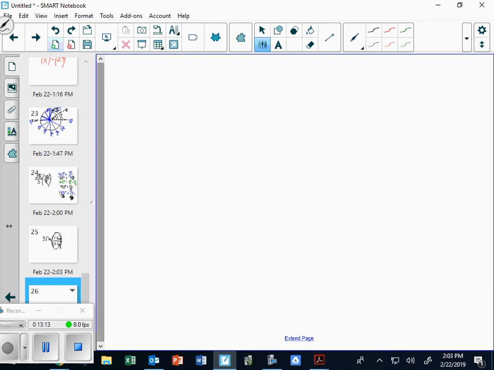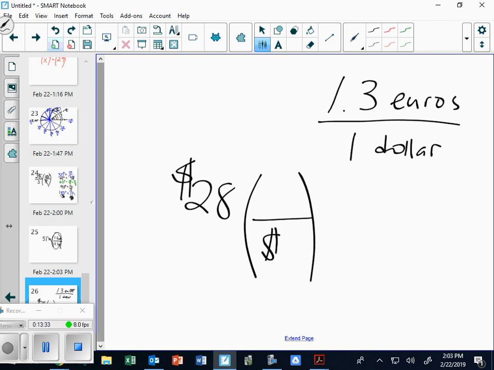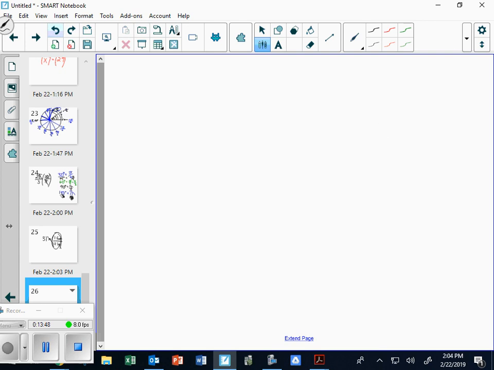Here's another one. Let's say that you get 1.3 euros for $1. That's not a correct amount. Okay, but let's say it were. Then, if you had $28, you could multiply by, well, you'd put dollars on the bottom, right? $1, 1.3 euro, and then I could cancel the dollars, and I have my answer in euros. I do not have the correct conversion. I can't remember what it is. Okay, let's find out what the euros to dollars is.